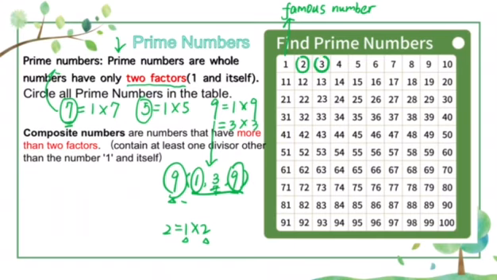3 is also a prime number. How about 4? 4 is an even number. So as long as I give you a number, oh, where is my pen?